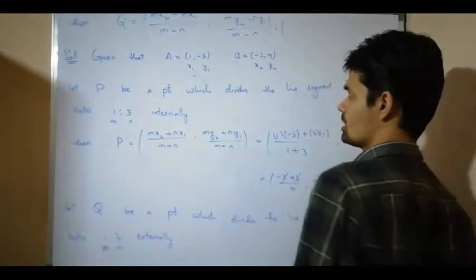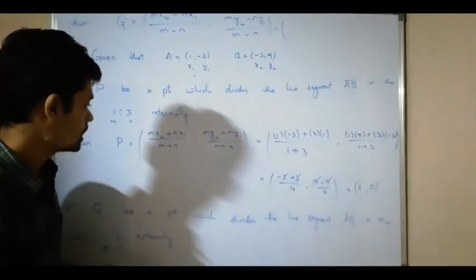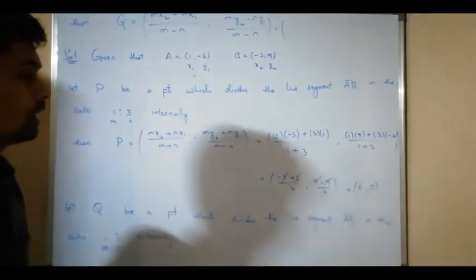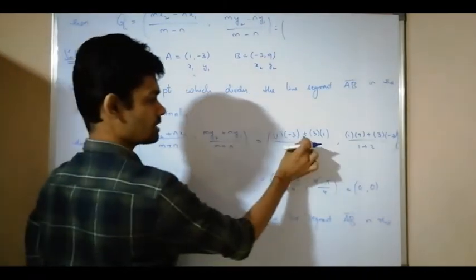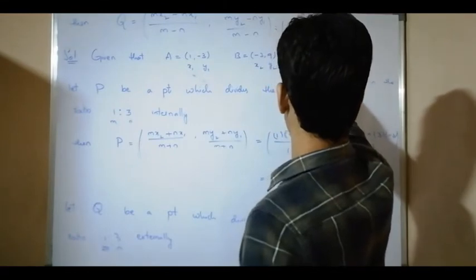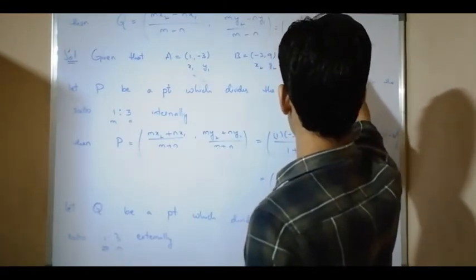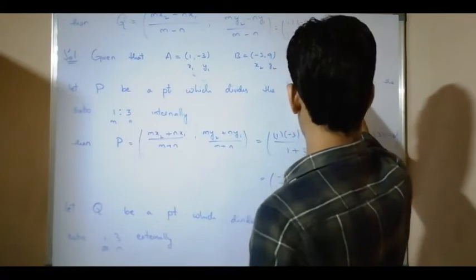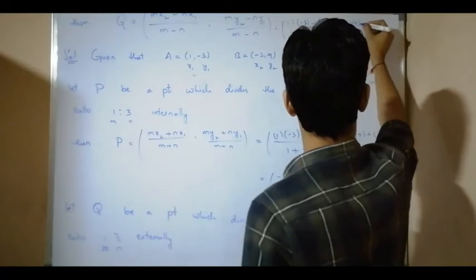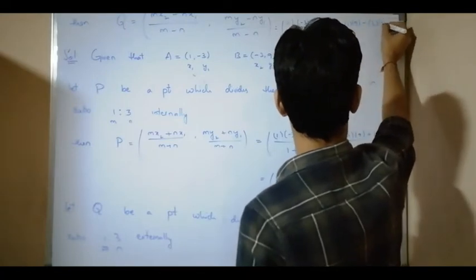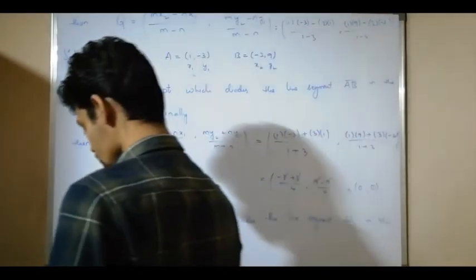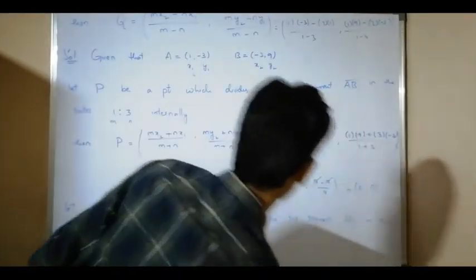Now again substitute. You can observe there is only one difference between these two: here is plus and here is minus. So I am writing it as it is, just in place of plus I am writing minus directly. So what will you get? (1 into minus 3 minus 3 into 1) by (1 minus 3), comma, (1 into 9 minus 3 into minus 3) by (1 minus 3).